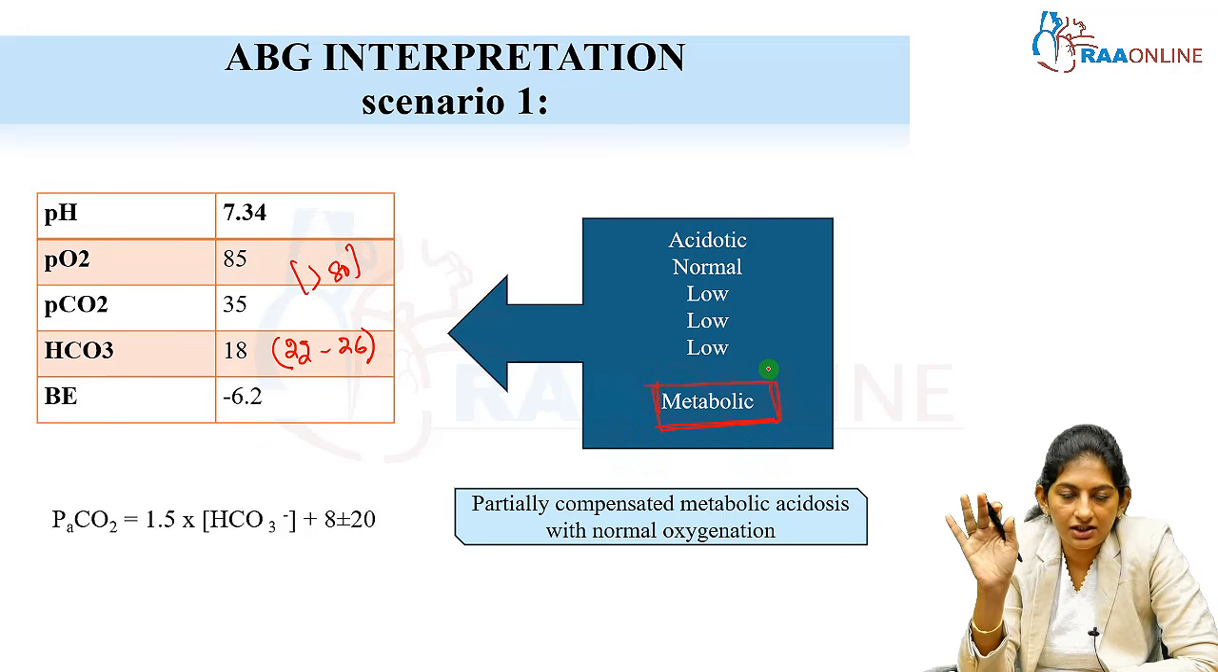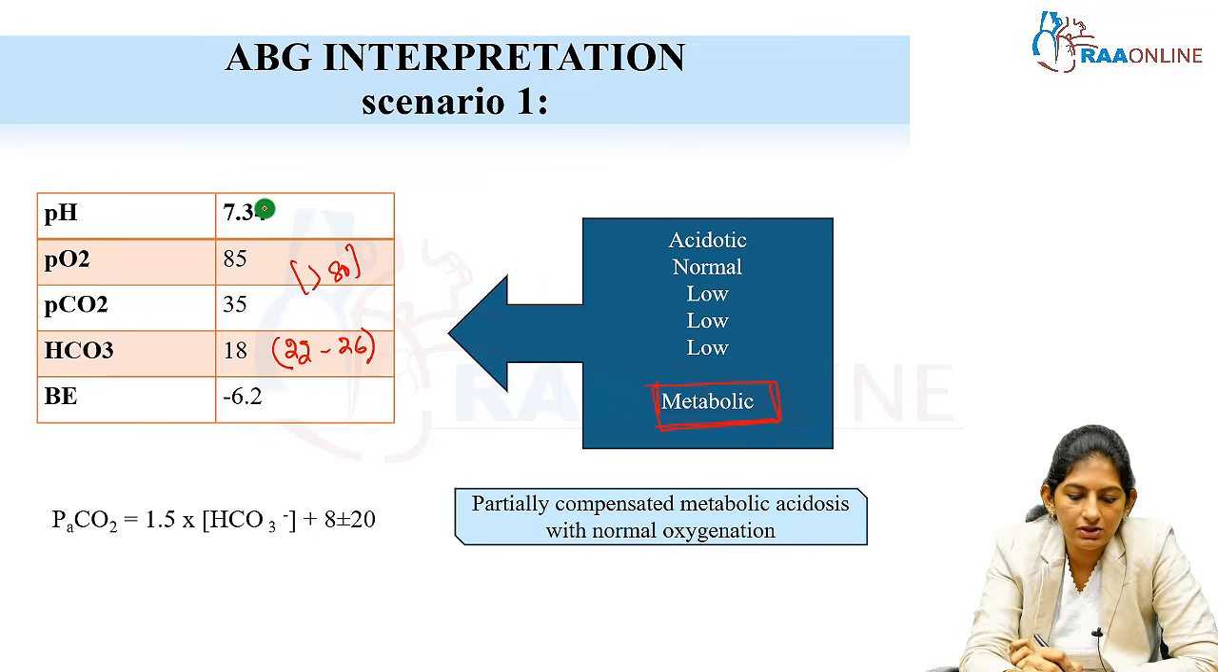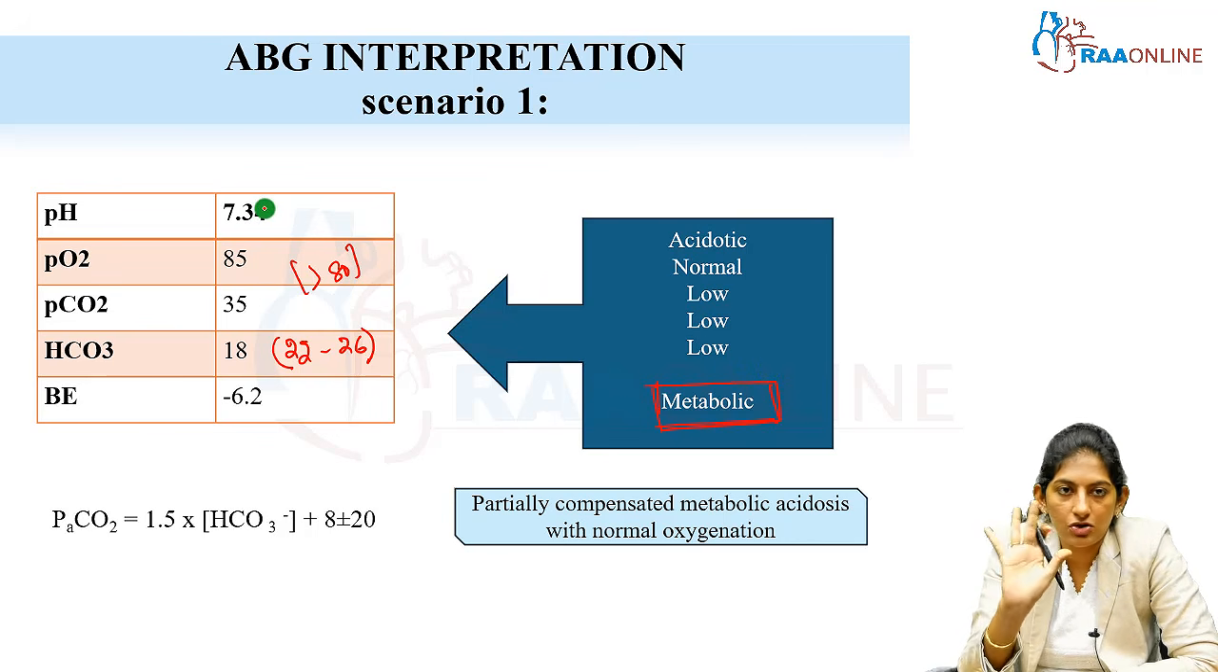So far you are clear. Now, you want to see if it is compensated or not. Just remember, as a rule of thumb, if it is a fully compensated condition, pH will be normal. Here pH is not normal. So, whatever compensation has happened, it is a partially compensated metabolic acidosis. Okay, even before calculating your PCO2, you can just tell it is a partially compensated metabolic acidosis.